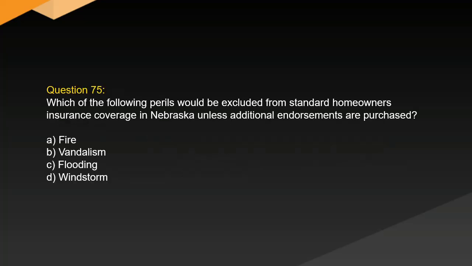Question 75. Which of the following perils would be excluded from standard homeowners insurance coverage in Nebraska unless additional endorsements are purchased? A. Fire. B. Vandalism. C. Flooding. D. Windstorm.